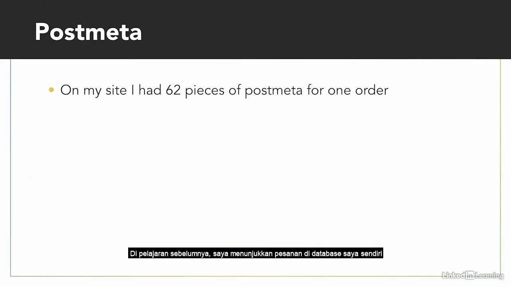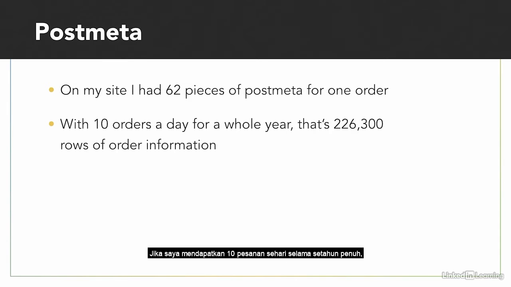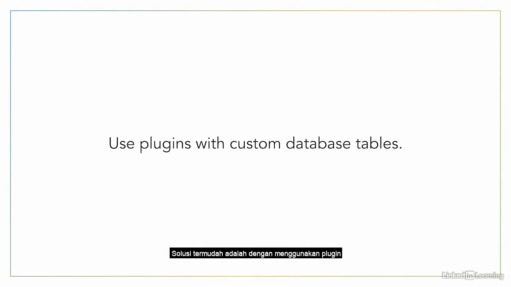In the previous lesson, I showed an order in my own database that has 62 pieces of post meta information. If I get 10 orders a day for a whole year, I'll have 226,300 rows of post meta information. That is a lot of data, and over the course of a couple months or years, it might slow down your site. The easiest solution is to use plugins that have their own database tables.